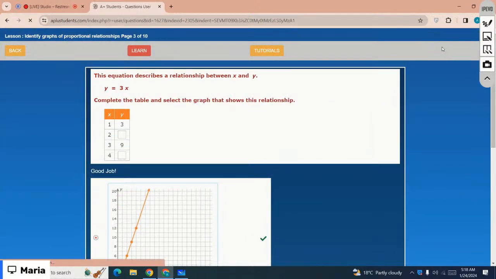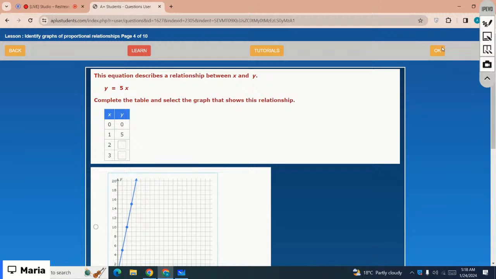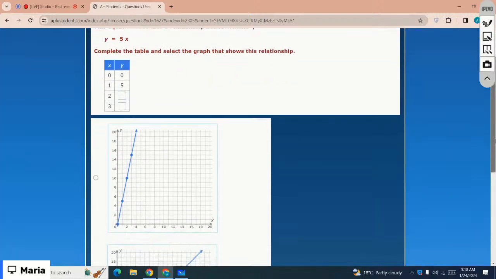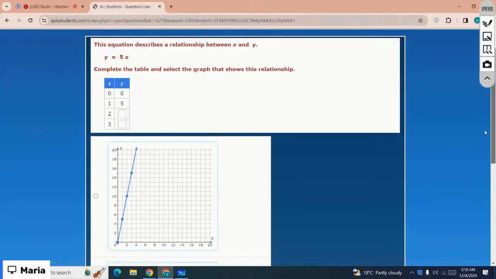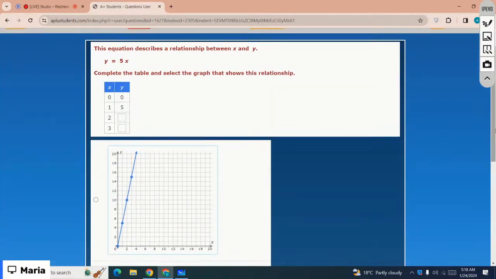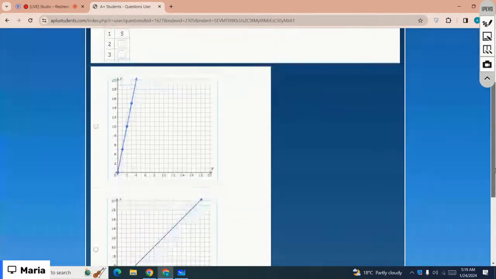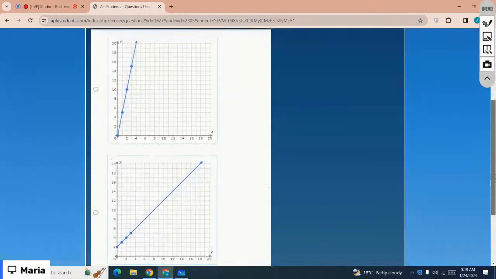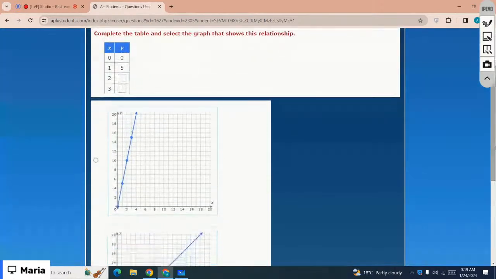Okay, now for the second one you can use your notebook and pencil and see which is the correct option. Y equals 5x. Complete the table first and then see which is the correct option. Here is the first graph and the second graph. The equation is y equals 5x and here is the table of values. So which is the correct option?